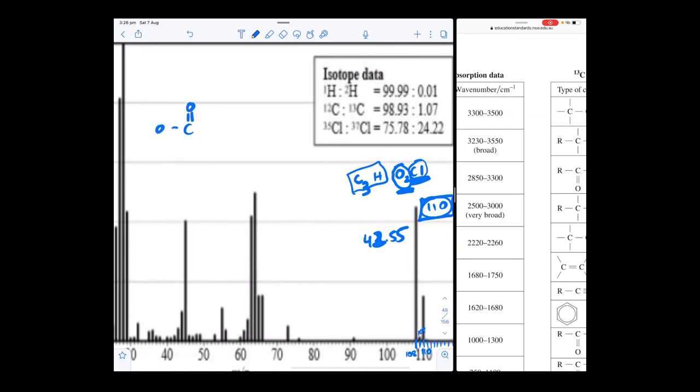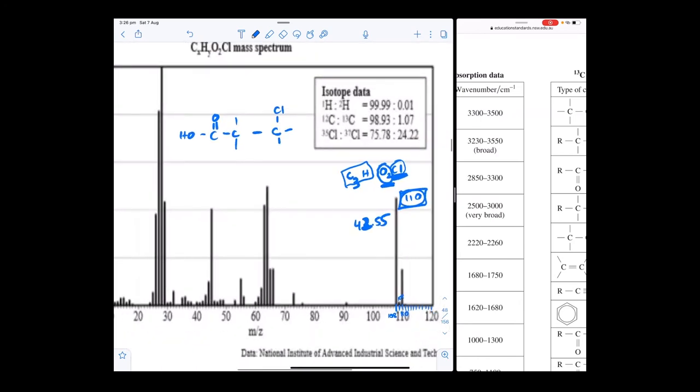Well, if we think about it, let's just draw it out. We've got this, we've got carbon, and we've got a chlorine. So we need 1, 2, 3, 4 other hydrogens, and that will take us to about 40, right? So we can assume that this compound is of this general structure or some kind of variant of it. Okay, good. All right, so we've got the general structure of this compound.